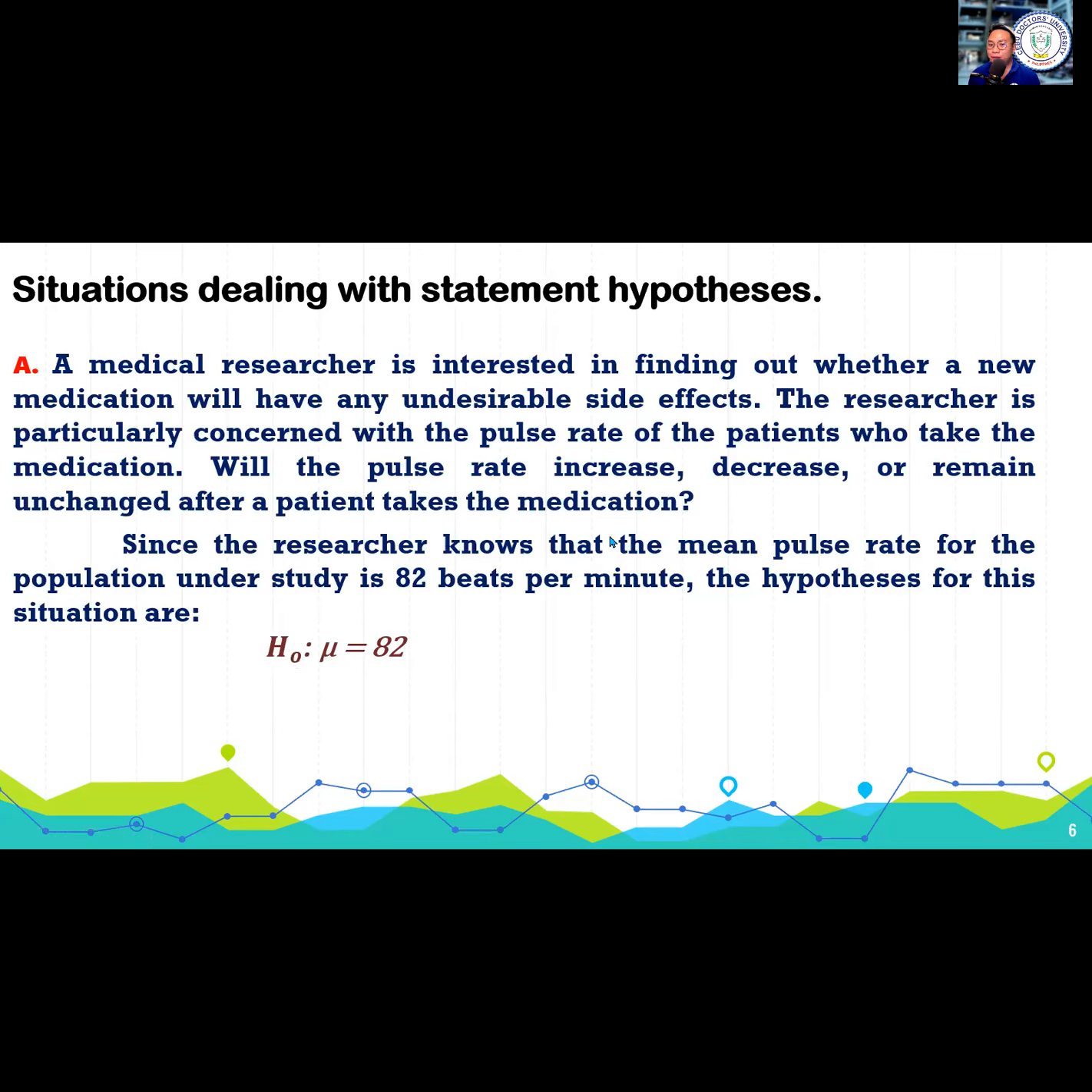It says here, a researcher knows that the mean, when you say mean or average, pulse rate for the population under study is 82 beats per minute. And since we talked about earlier that the null hypothesis should state that there is no difference between the parameter and the specific value, then the answer should be like this. Mu, or average, or population mean, equals 82. What do you think is the alternative hypothesis?